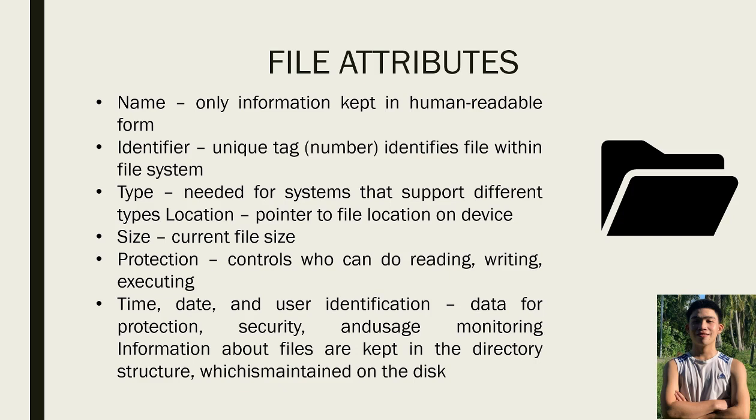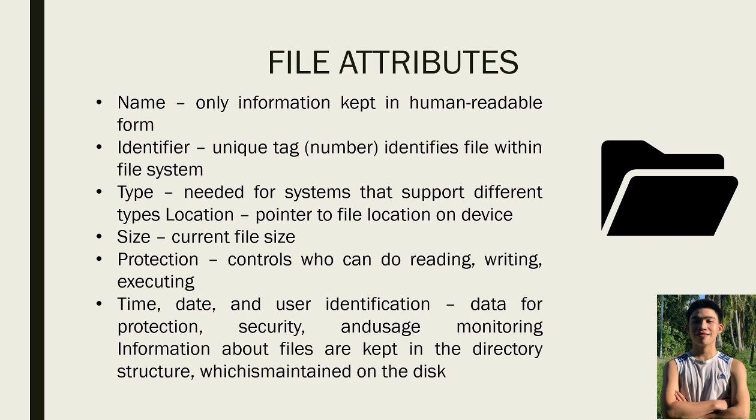For the identifier, it is a unique tag that identifies the file within the file system. For the type, like I said, we have different types of file, which is needed for systems that support different types. For the location, it's a pointer to the file location on the device. Kung saan natin ilalagay yung file na gusto natin i-save. For the size, it's the current file size, how many GB, KB, and so on. And for the protection, it controls who can do reading, writing, and executing.